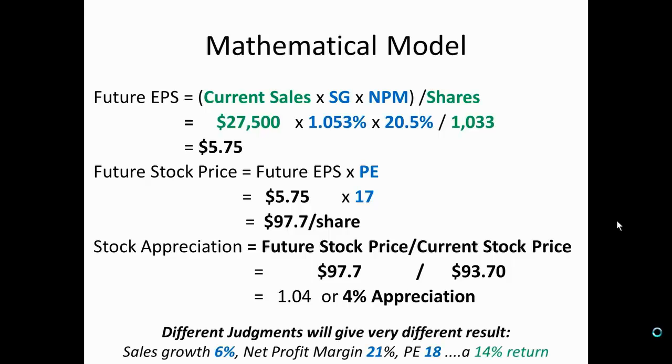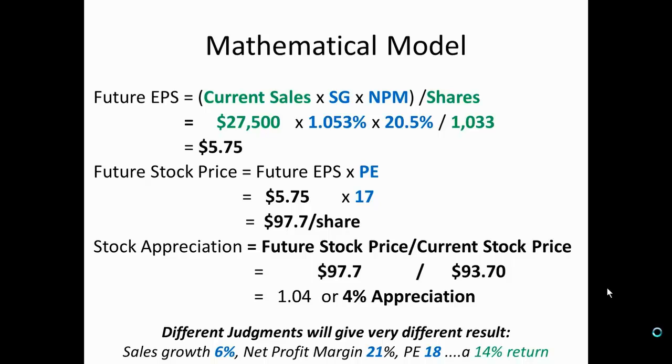But different judgments will give very different results. So for instance, if you decided you thought for the next year their sales growth was going to be 6% and that they were going to get a little fatter margin of 21%, and that you think they're going to do a PE of 18, then instead of a 4% appreciation, you would actually have a 14% appreciation.